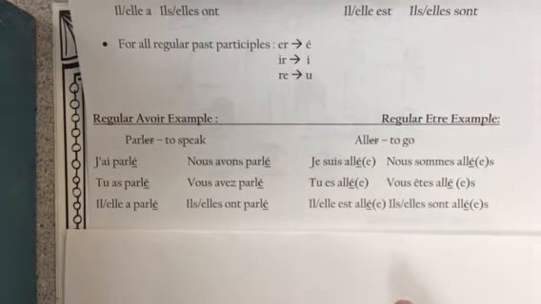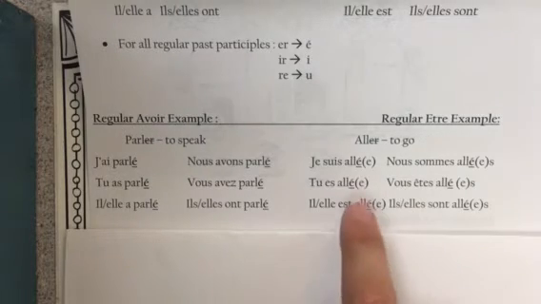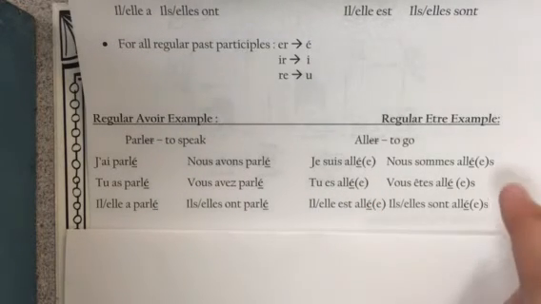So it's not just about conjugations for the verb être. For those specific handful of verbs that you're going to use être with, you have to make them agree in gender and number. If it's a girl, you add an e. If it's plural, you add an s.